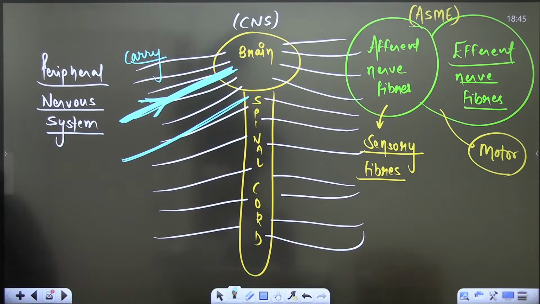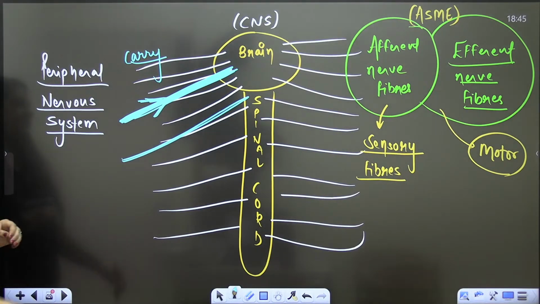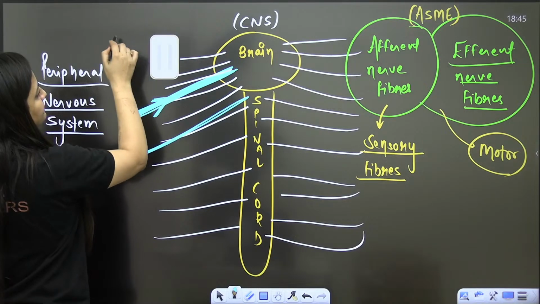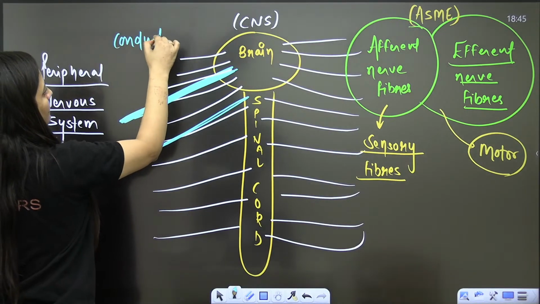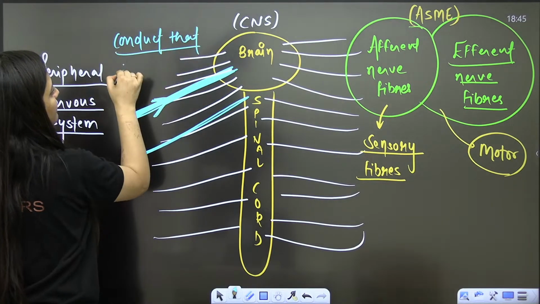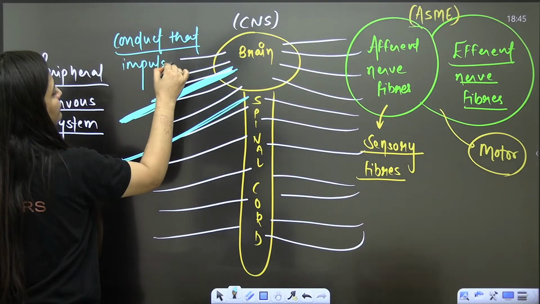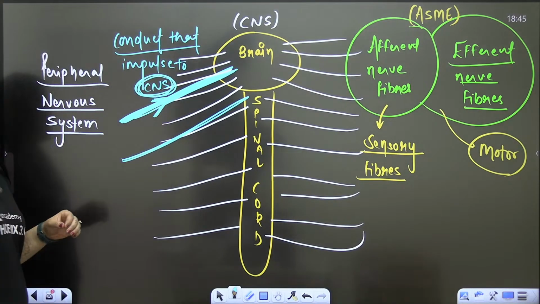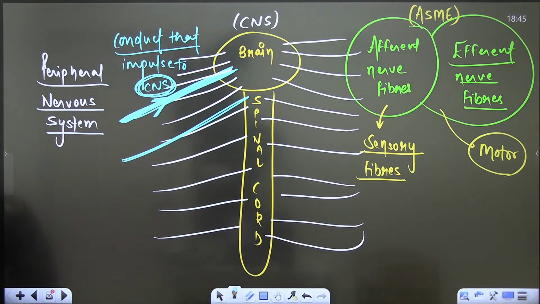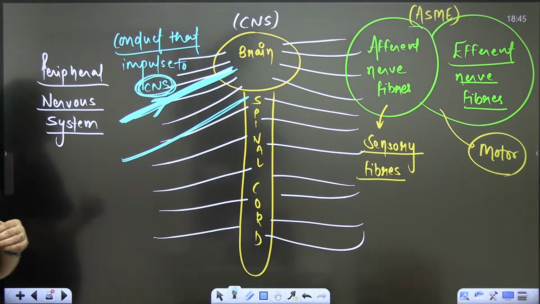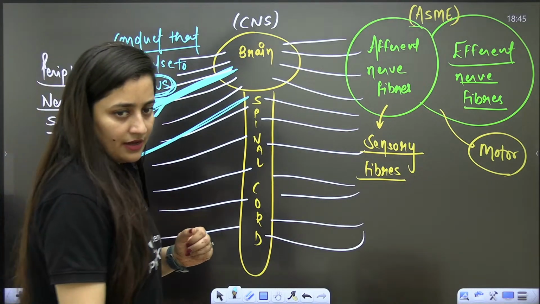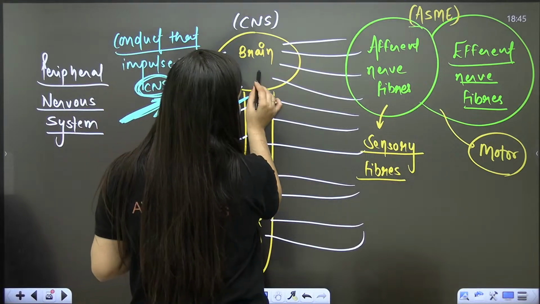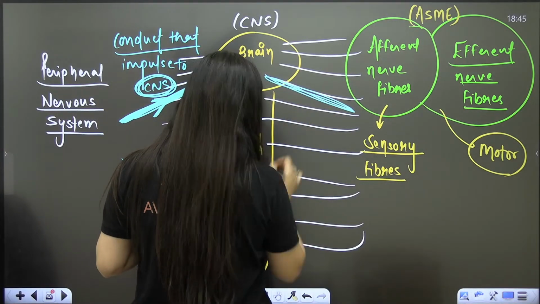What these sensory nerve fibers, the afferent division, are going to do is conduct that impulse to the CNS, the central nervous system, from the receptors. And what about the sensory one? The sensory one will be like, this is the final decision.